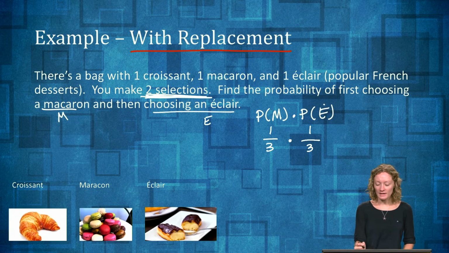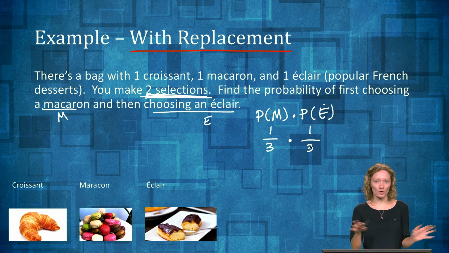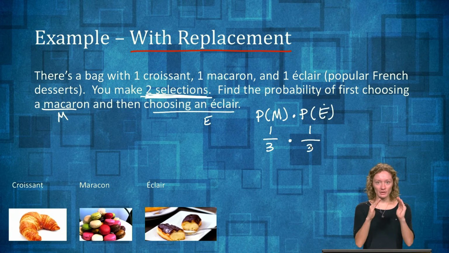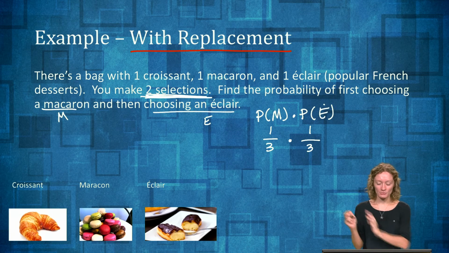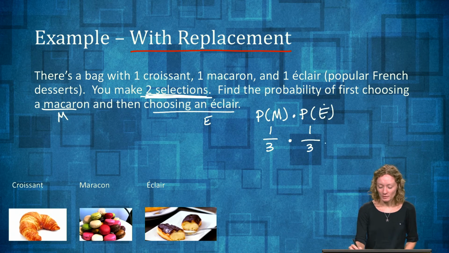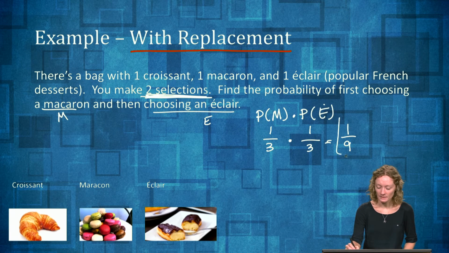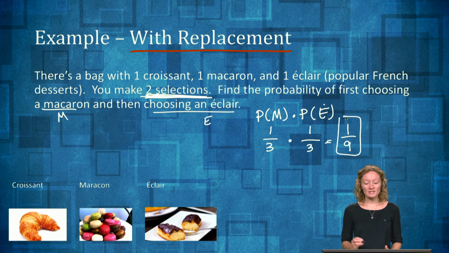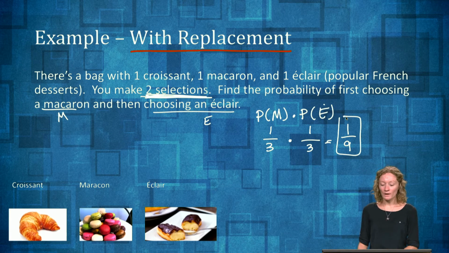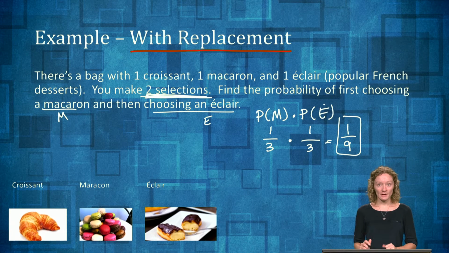Now multiply. You can do this on the calculator. If you're wanting to type in the entire fractions, the whole thing all at once, I would suggest putting parentheses around each individual fraction, or you can just multiply straight across on top. 1 times 1 is 1, and straight across on the bottom, 3 times 3 is 9. So if you're making 2 selections, there's a 1 in 9 chance that you would first choose a macaroon and then choose an eclair. This is with replacement.